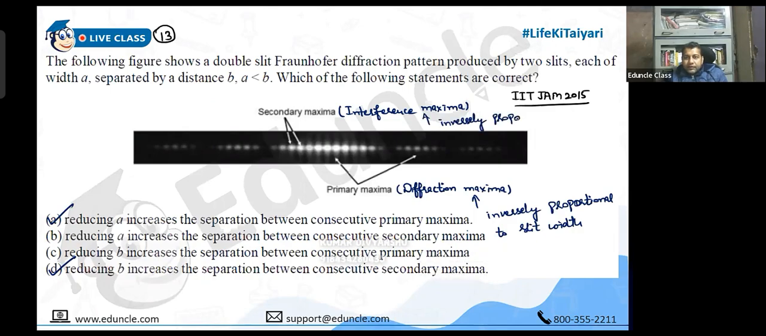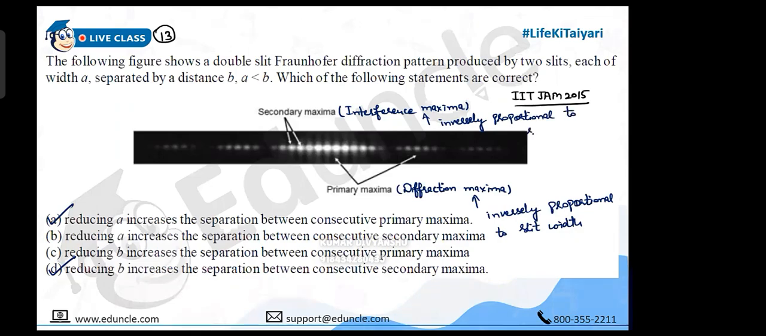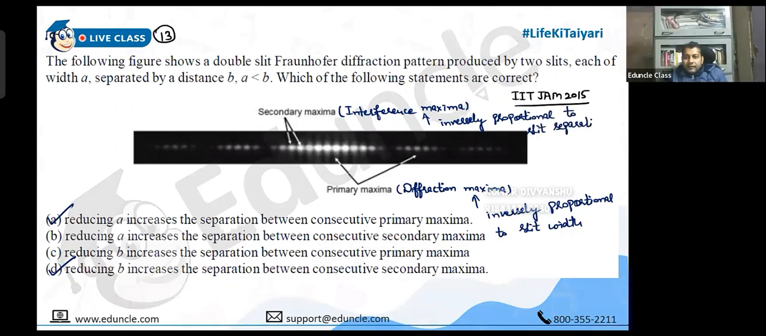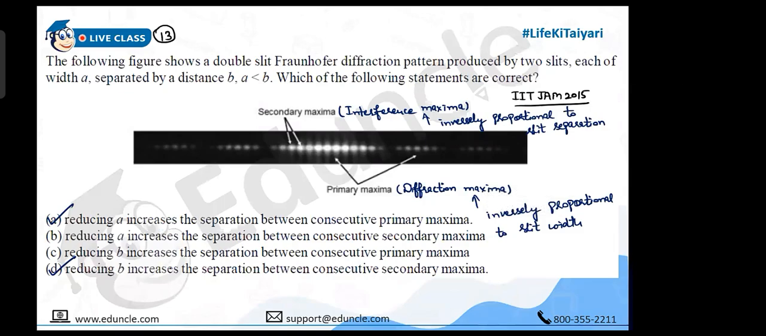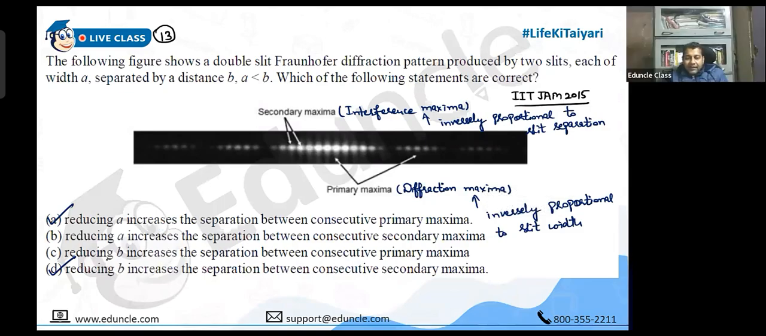Inversely proportional to slit separation. Yes, sir. That is A over here. So reducing A will increase, reducing B, sorry, separated by distance. So it will increase the separation between consecutive secondary maxima. That's it.